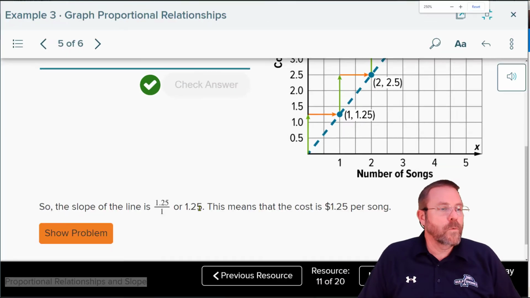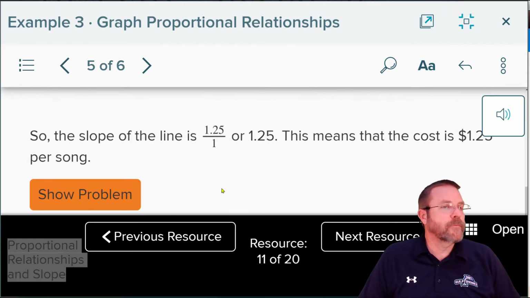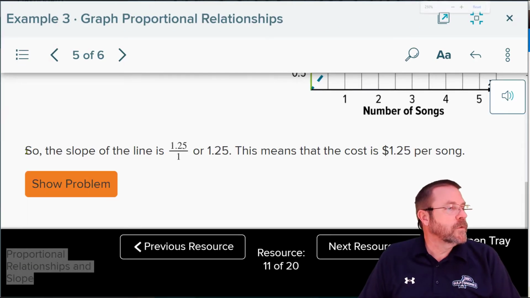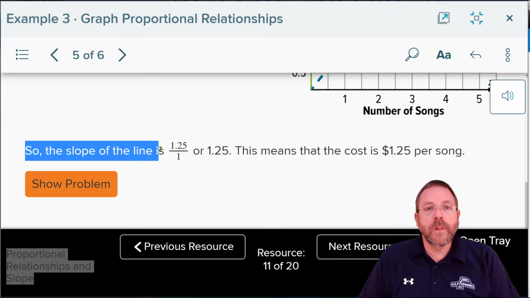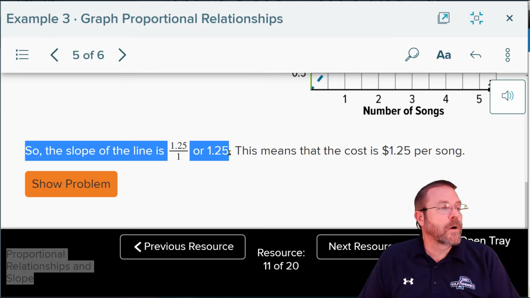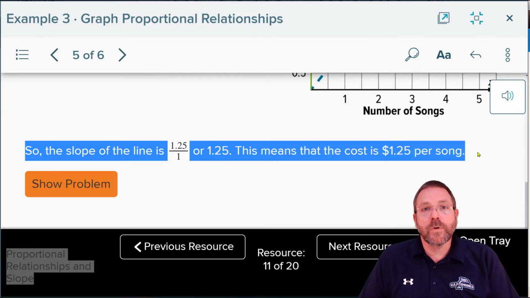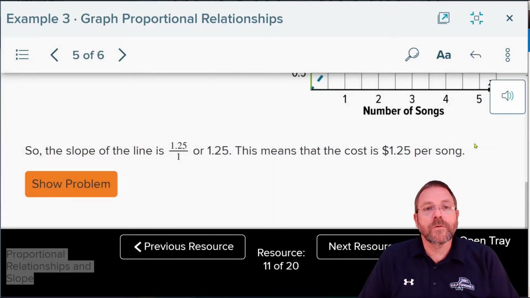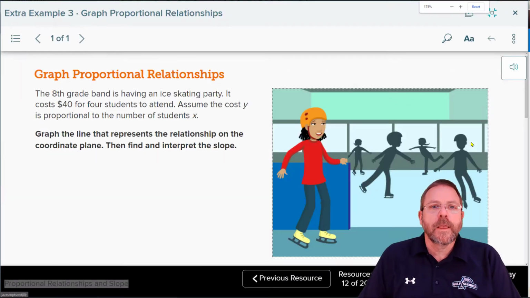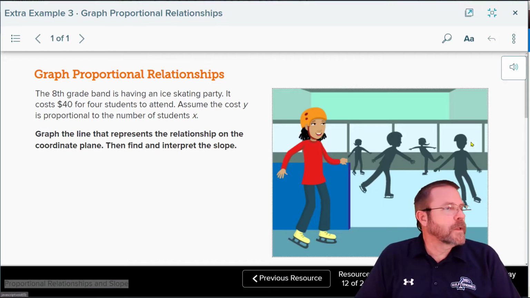Now, if you scroll way down here to the bottom and read the fine print that they give us, you can see that they're saying that the slope of the line is going to be 1.25 to 1, also known as 1.25, and that means that the cost per song is going to be $1.25. And it's going to be your turn again. Go ahead and pause the video and work on solving this problem on your own.